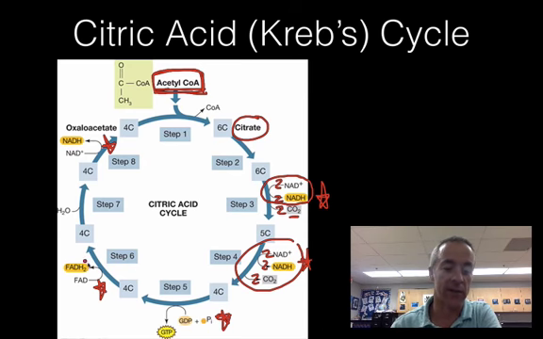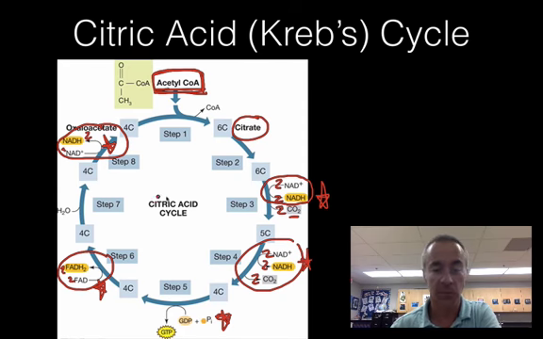I'm going to come back to this one here at the bottom. Right here, now we've got 2 FADs that become 2 FADH, which is again just another electron carrier. And lastly, we've got one more step where 2 NAD plus become 2 NADH. And you'll notice that all of these intermediates keep recycling over and over and over again, which is why it's called the citric acid cycle.